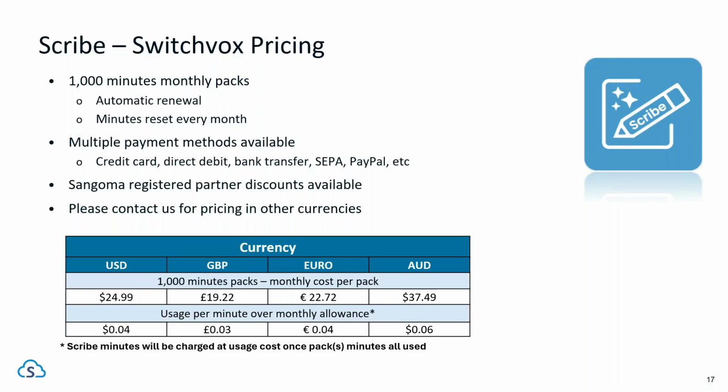You can't take minutes to next month. It is the 1,000 minutes. If you didn't use them all, you will get a reset to 1,000 minutes at the beginning of the month again. We have multiple payment methods available.